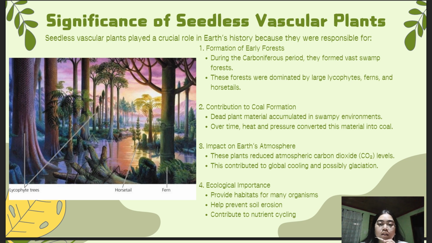Today, seedless vascular plants continue to play important ecological roles. They provide habitats, prevent soil erosion, and contribute to nutrient cycling. These plants represent a major evolutionary advancement, allowing plants to grow taller, spread widely, and shape Earth's ecosystem.